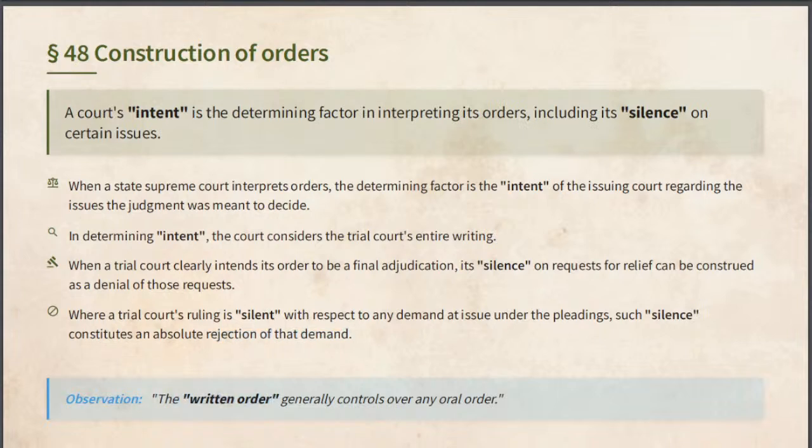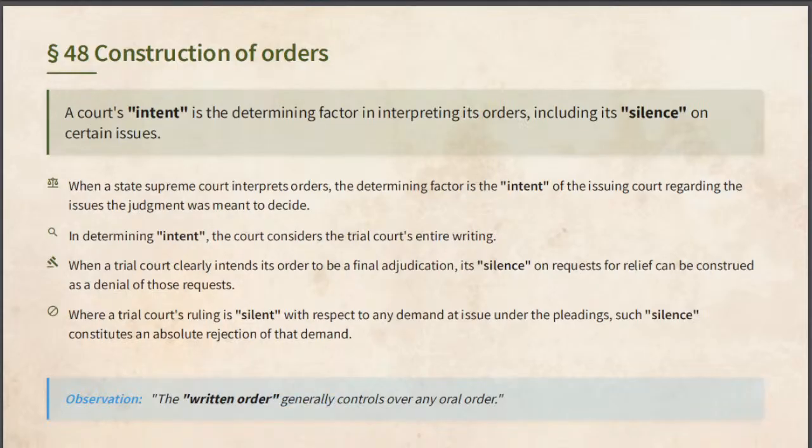The written order generally controls over any oral order. So, if there is an oral order that conflicts with a written order, the written order generally controls. So I wonder what the exceptions are, and I guess that's something as food for thought.